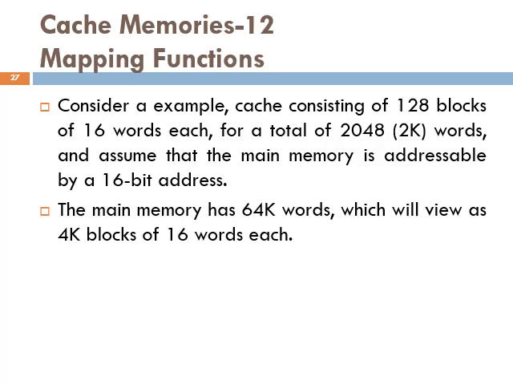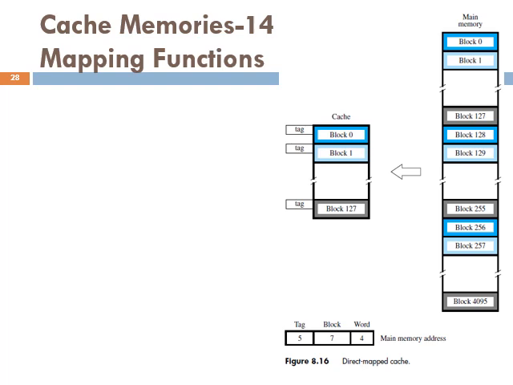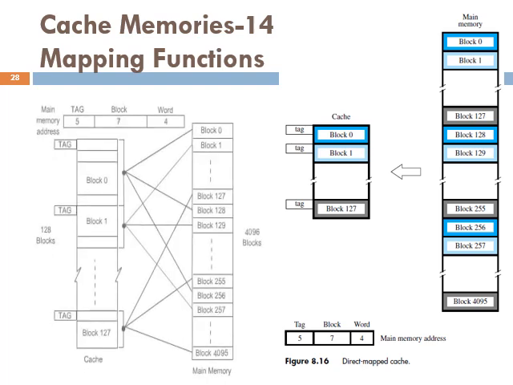There are several possible methods for determining where memory blocks are placed in the cache. Consider an example. The cache consists of 128 blocks of 16 words each, for a total of 2K words, and assume that the main memory is addressable by a 16-bit address. The main memory has 64K words, which we will view as 4K blocks of 16 words each. For simplicity, assume that consecutive addresses refer to consecutive words. The mapping function is shown here.